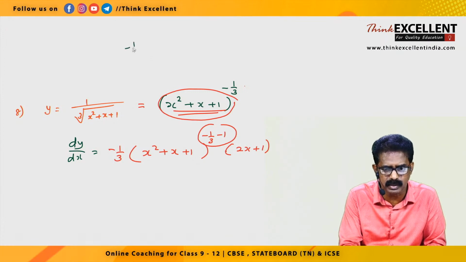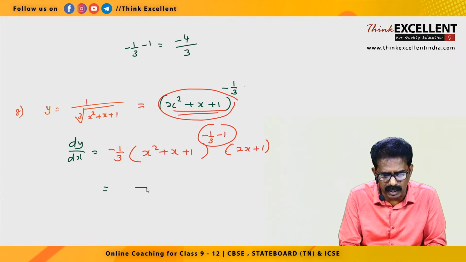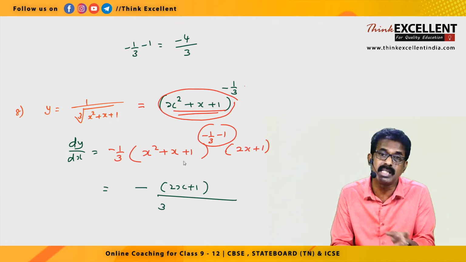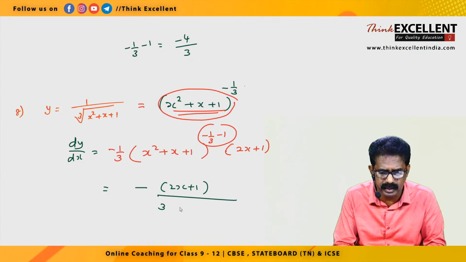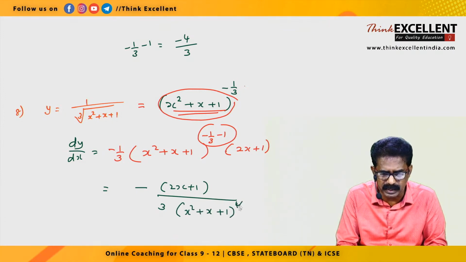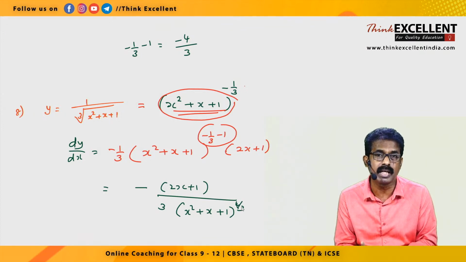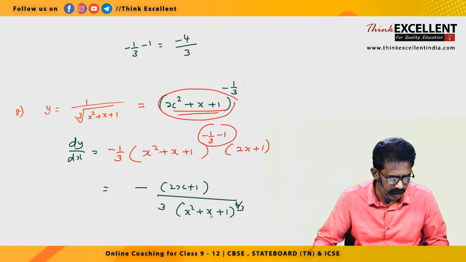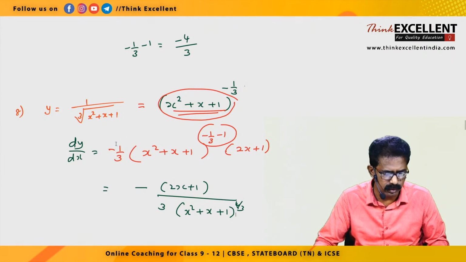Minus 1 by 3 minus 1. Take 3 as LCM: minus 1 minus 3, minus 4, right? So you are getting minus, this minus is there, no? 2x plus 1, the denominator 3 is already there. Actually, you have this bracket raised to minus 4 by 3. That negative power I am bringing down. So you can write it as x square plus x plus 1 raised to plus 4 by 3 in the denominator. If you write in the numerator, you write minus 4 by 3. Denominator, you can write in any form. Okay, so that is sum number 8. Now, let's move on to sum number 9.